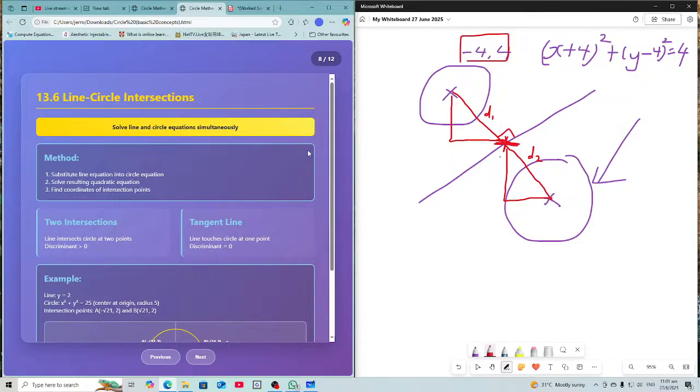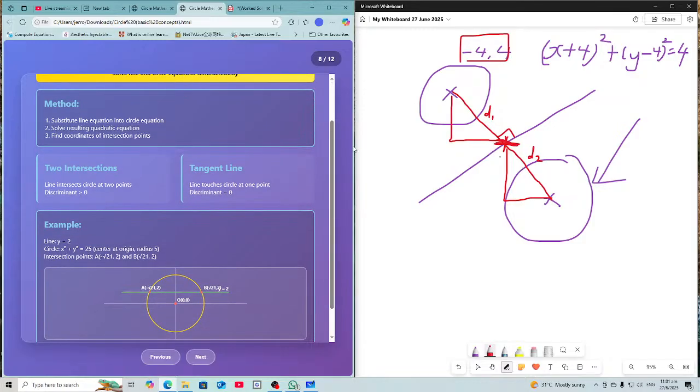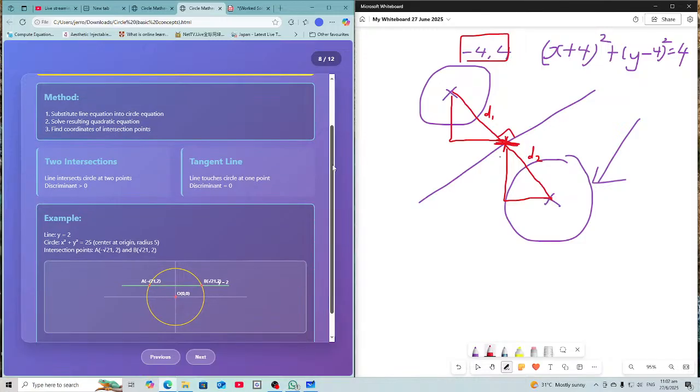Now, obviously they have other questions that they will ask in the worksheet as well. For example, can you prove that there are two intersections? Can you prove that there is just a tangent line? When you substitute this line equation into a circle equation, rewrite it as a quadratic equation and use your discriminant. If b squared minus 4ac is positive, that means there will be two intersections. But if your discriminant results in 0, it's for sure just a tangent line. So you can do that in the worksheet. I'm sure you can do that.